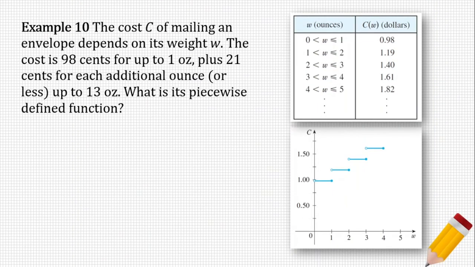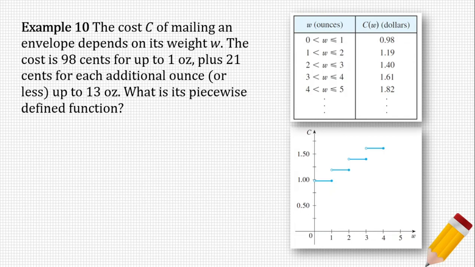Example 10. The cost C of mailing an envelope depends on its weight W. Although there is no simple formula that connects W and C, the post office has a rule for determining C when W is known. This function is described in words. Let C(W) be the cost of mailing a large envelope with weight W.